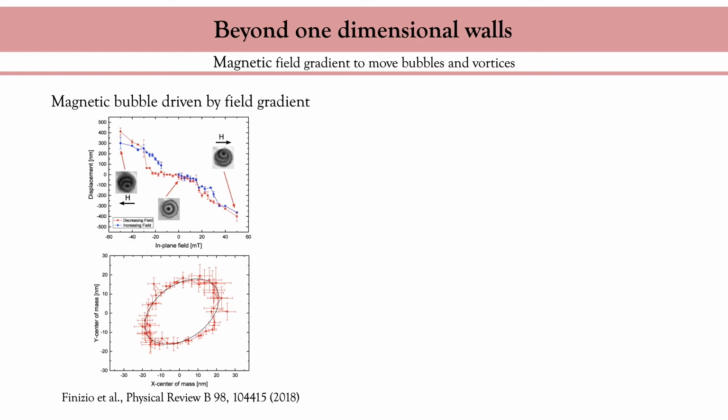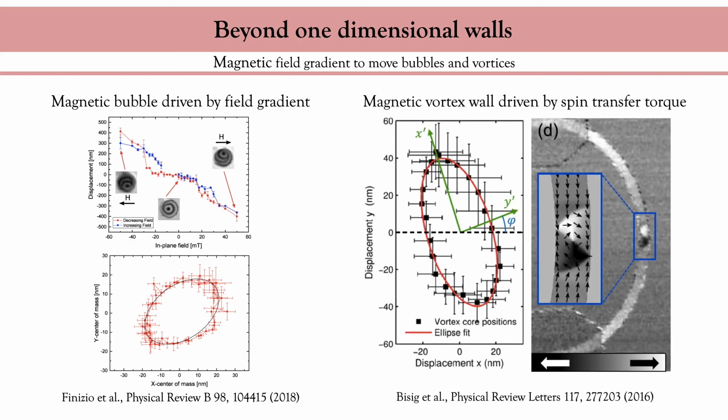A somewhat similar experiment was performed in Mathias Kläui's group on a magnetic vortex wall. Here they use spin transfer torque rather than a field gradient. We haven't discussed this fascinating mechanism yet, but in a nutshell, you send a charge current through the structure and it exerts a torque on the vortex. Again, you see that if you inject a high-frequency current, the vortex is set into rotational motion, pretty much like the magnetic bubble, revealing the presence of the Hall effect.